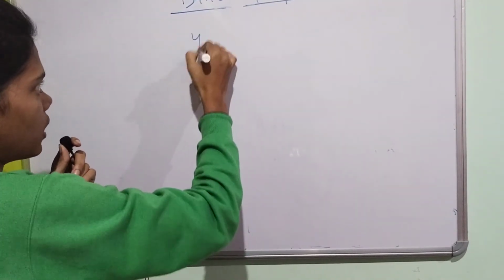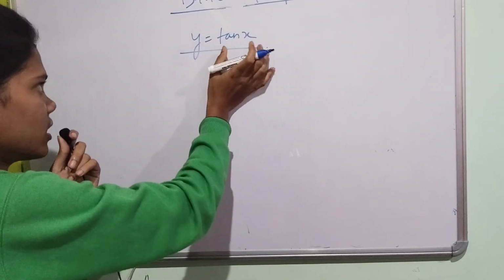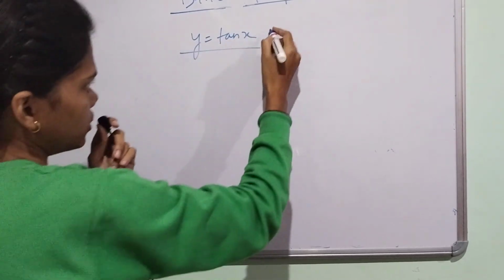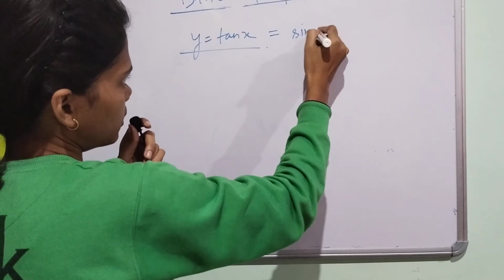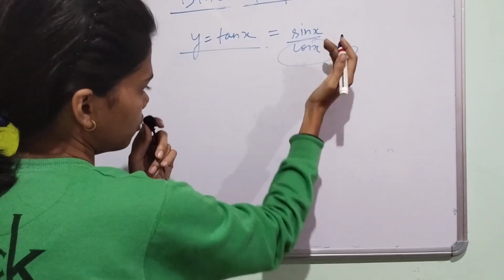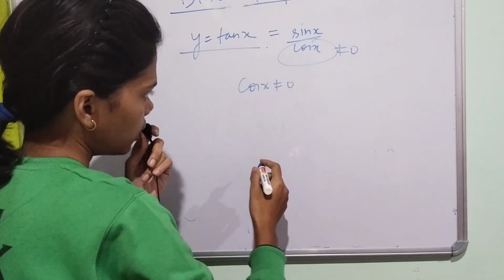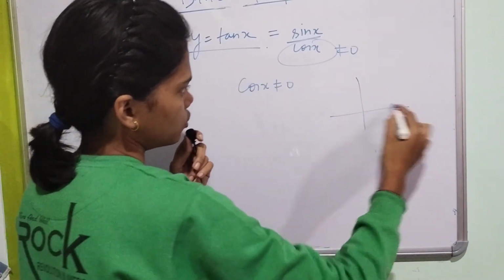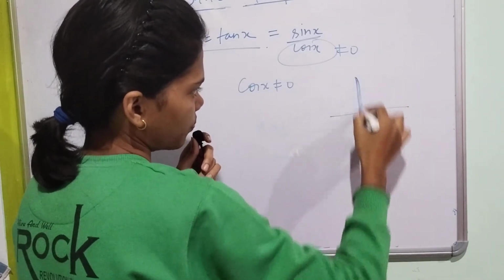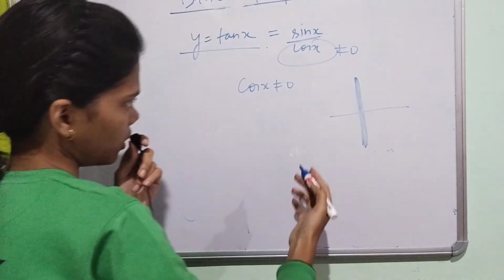Okay, y equal to tan x. See, tan x is not defined everywhere. Why is it so? tan x is basically sin x upon cos x, and the denominator should not be equal to 0. So cos x should not be equal to 0. Now where are the points where cos x becomes 0? At this point. This is the line where cos x becomes 0.